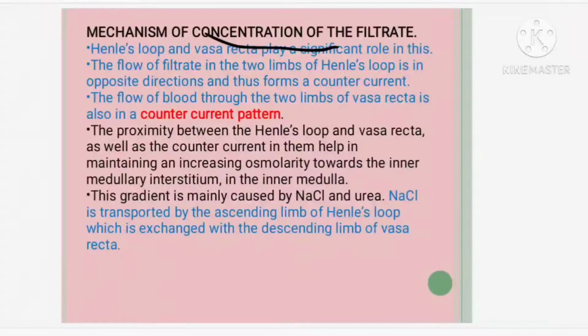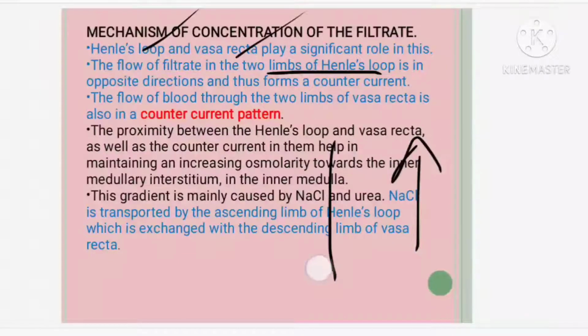So, now we are going to discuss the mechanism of concentration of the filtrate. Henle's loop and Vasa recta play a major role in this, isn't it? The flow of filtrate in the two limbs of the Henle's loop is in opposite directions. Yes, I told you one is moving in this direction, the other one in the opposite direction. The flow of blood through the two limbs of the Vasa recta is also different, isn't it? So, because of which there is a counter current pattern, which we have discussed already.